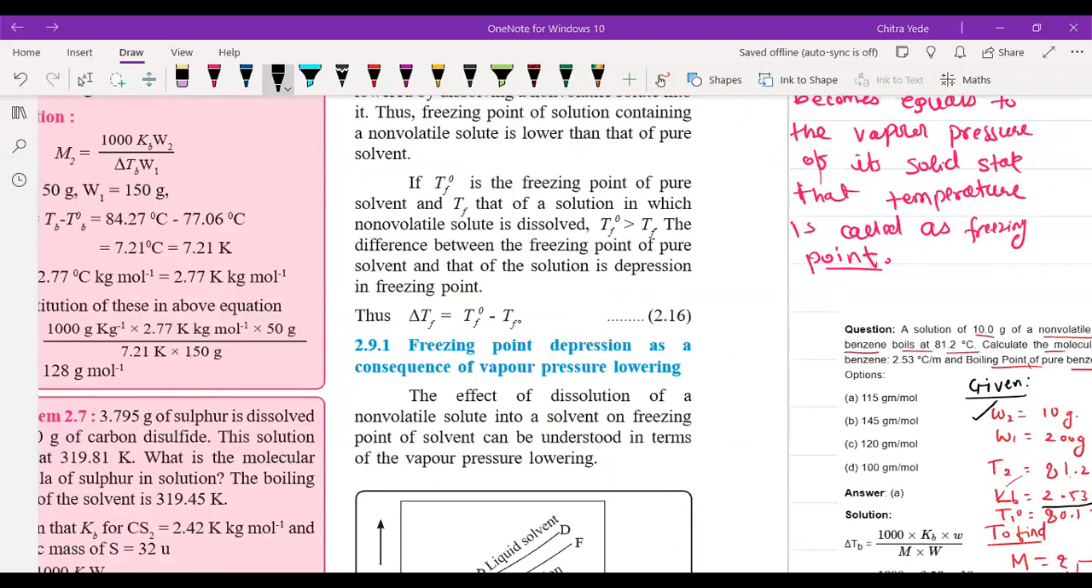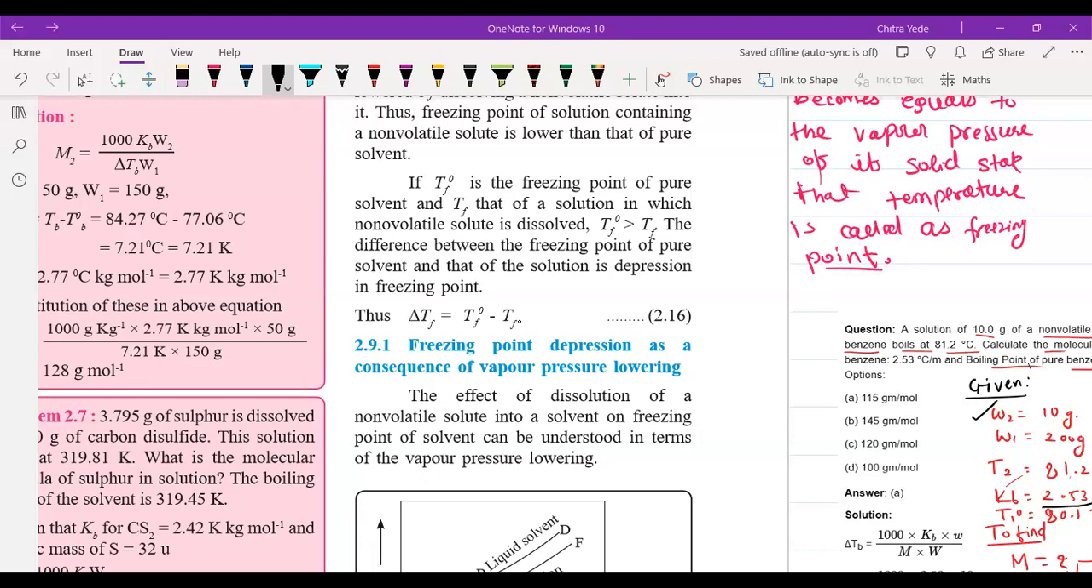Freezing point is the temperature at which the vapor pressure of the liquid becomes equal to the vapor pressure of the solid of that particular compound. Like if we discuss the vapor pressure of water, we have to compare the vapor pressure of water with the vapor pressure of ice. So it is the temperature at which the vapor pressure of the liquid becomes equal to the vapor pressure of the solid state of that compound, and that is called the freezing point.